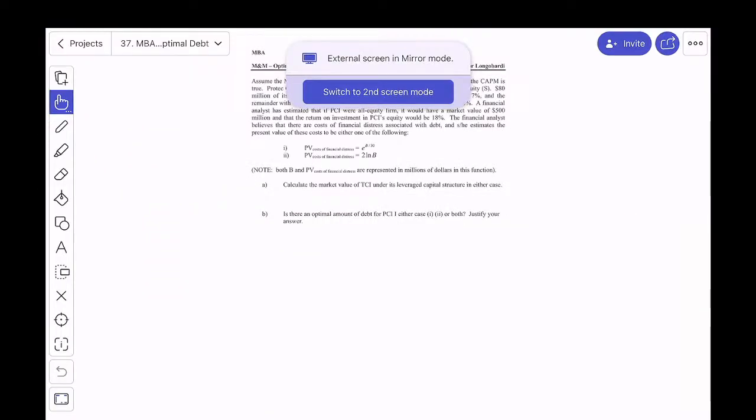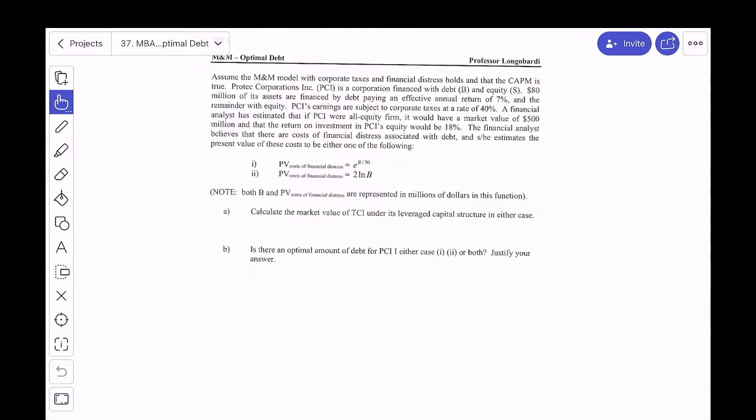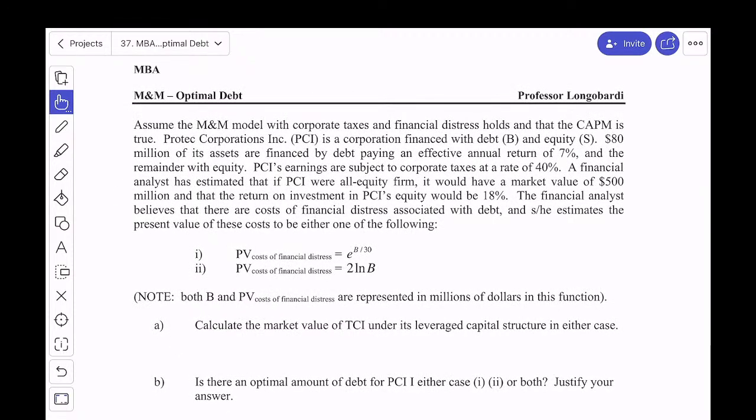So we spent yesterday talking about case 1 and case 2, and now I want to talk about case 3, the M&M model with corporate taxes and financial distress. Okay, that is case 3 for us. This is document 37.